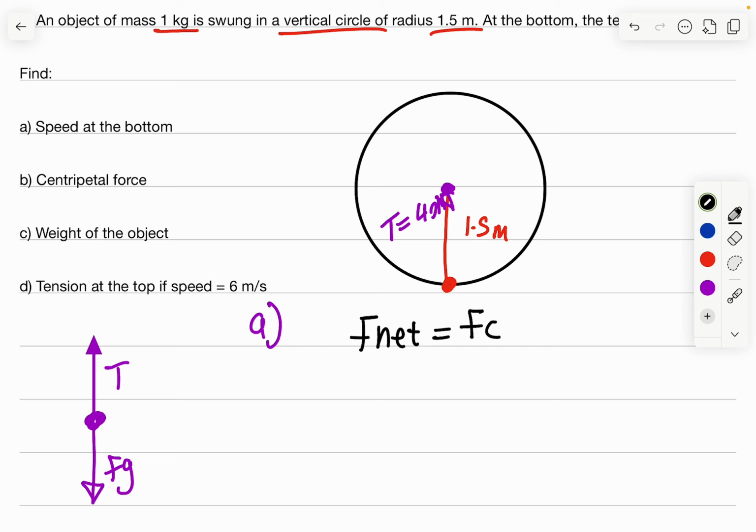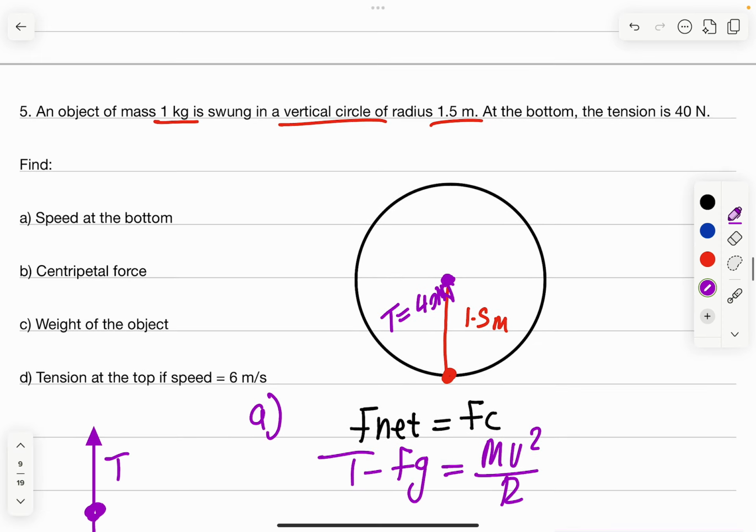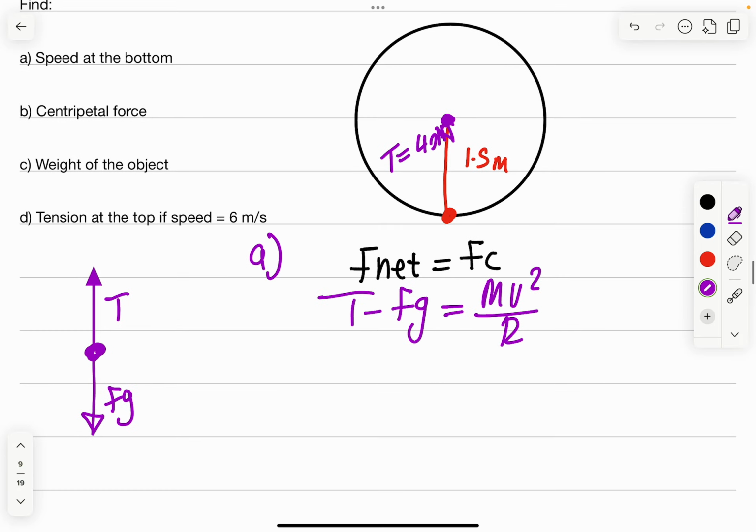So what are the forces acting? I told you, choose the forces that are going to the origin of the circle to be positive. Which one is going to the origin between the two? It is the tension. The Fg is going away, but the tension is going to the origin. You choose the tension to be positive, but then you also include the Fg, meaning I'm going to have tension minus Fg equals the centripetal force, which is mv squared divided by the radius. My tension, they told me, is 40 newtons. So I'm going to have 40 minus mg.